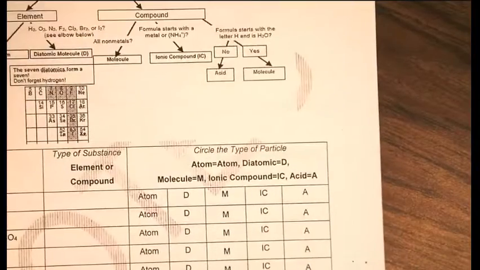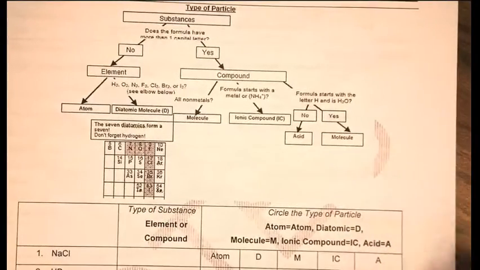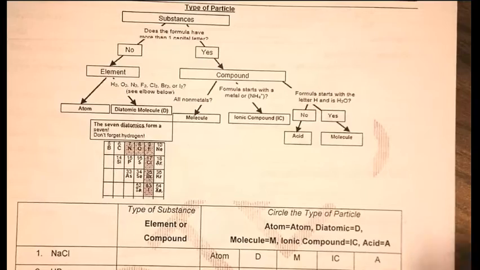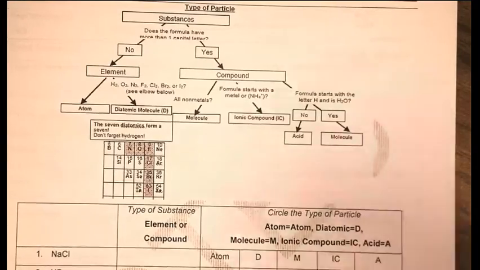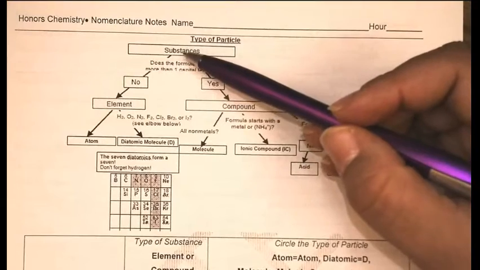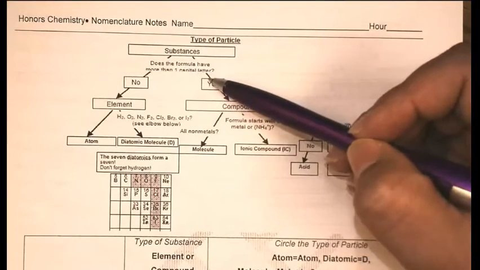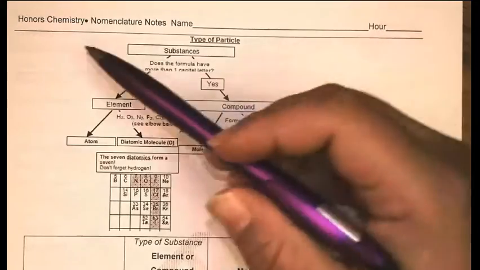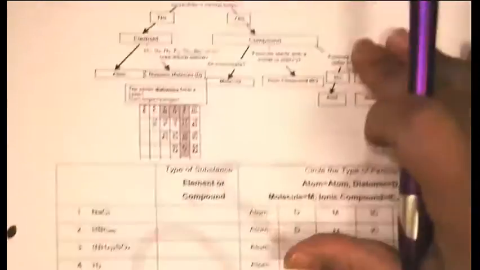All right, now what we're going to do is look at our new set of notes, which are the nomenclature notes. When it comes to the nomenclature notes, what we are doing is learning how to write 5 different types of names and formulas. And 2 of them are very easy because they just come from the periodic table. So the first thing we have to be able to do is identify the type. Does it have more than one capital letter? If yes, it's a compound. If no, it's an element. So let's do that first.